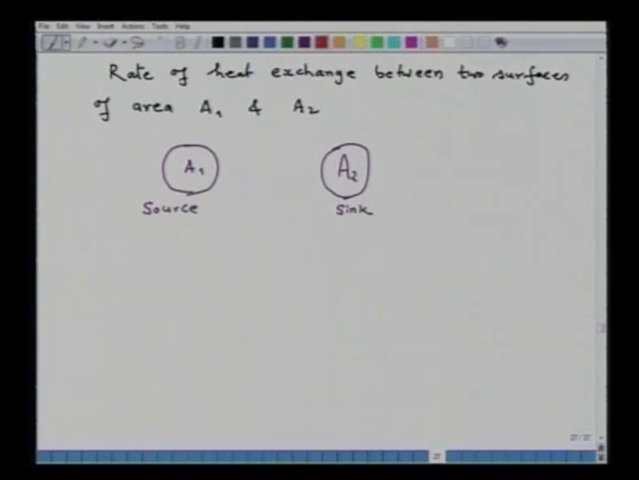So, what will A1 do? A1 will emit radiation, that radiation will strike the surface A2. The amount of energy radiated per unit time, per unit area by A1 will be equal to sigma T1 to the power 4. Now, after a while, what will happen? A2 will be heated up, A2 will also begin to radiate, and it will fall on A1. What is the rate of emission? Sigma T2 to the power 4.